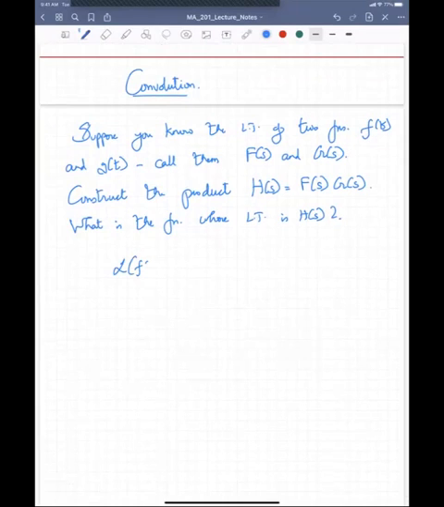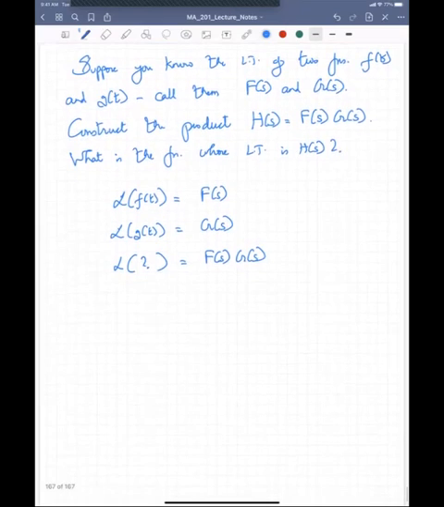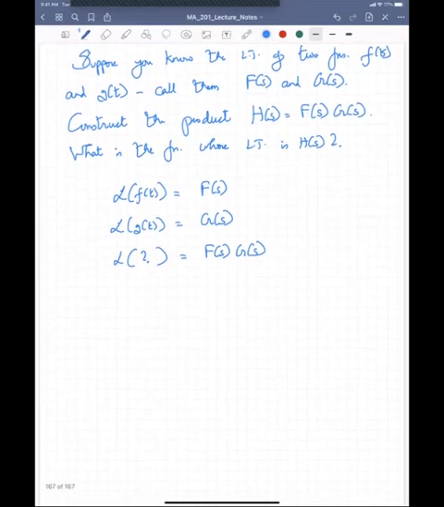So L of f(t) is capital F. L of g(t) is capital G. L of what is capital F times capital G? A straightforward guess would be that it's the Laplace transform of little f times little g, but that turns out to be not true. So L of g times f is not equal to L of g times L of f in general.